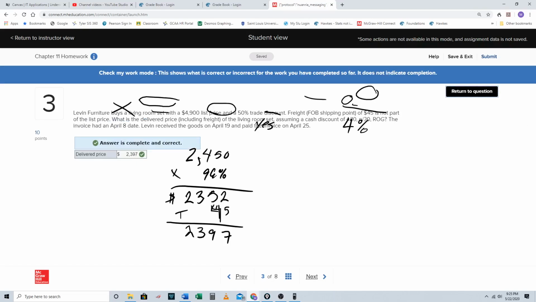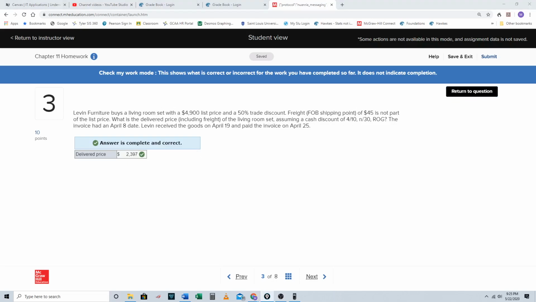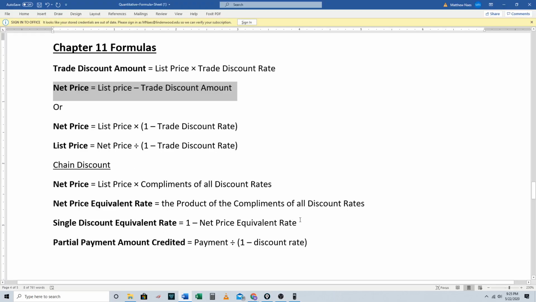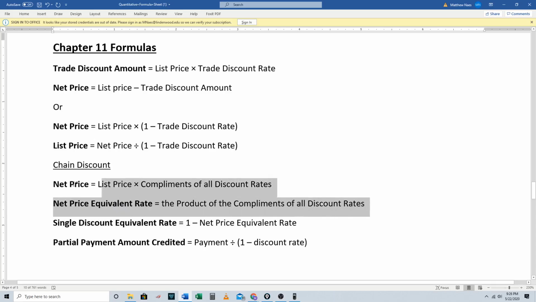So yeah, if you didn't watch that video, that's probably really confusing. Okay, now here's chain discounts again, and here we want to know the percentage discounts. I'll go back to your formula sheet. This is what they want to know. What is the single discount equivalent rate? Now, to find that, you need the net price equivalent rate. So it's 1 minus the net price equivalent rate, which is the product of all the complements.